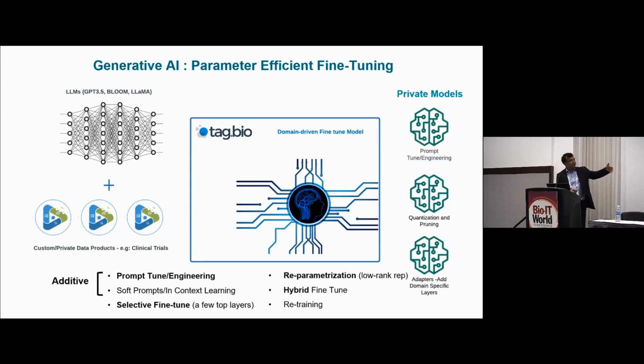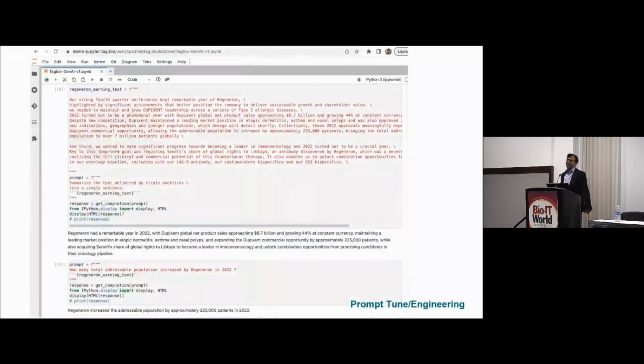So this way you can have multiple organizations that have started doing that. I cannot name them, but they are starting to build it. Here is one public example I can give you. This is again from public records. If you feed in this kind of text, here is one example, which is an example of prompt engineering. Here you feed the text like, our 4th quarter performance was remarkably high at Regeneron and is highlighted by significant achievement. And then you ask a question like, summarize the text delimited by triple brackets. And you can see in 3 lines it's summarized here.